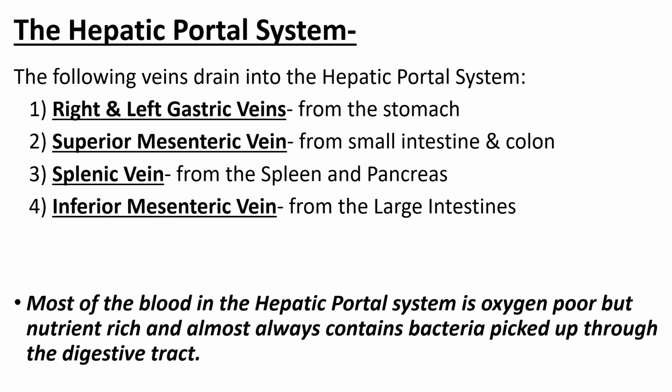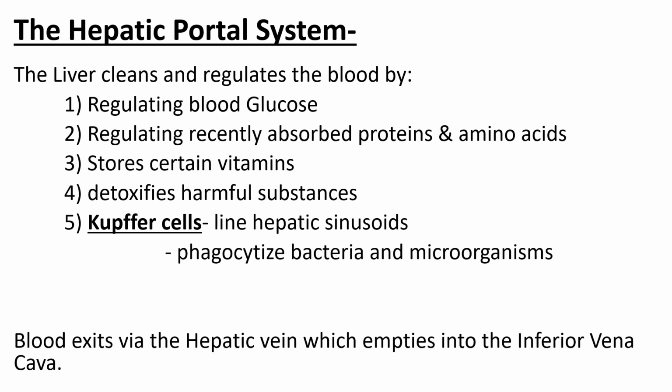So at the bottom here, most of the blood in the hepatic portal system is oxygen poor. We've already given away our oxygen and picked up our carbon dioxide, but we're also picking up nutrients because these are our digestive organs. This is where we're getting nutrients from. But as we pick up these nutrients, we almost always also pick up bacteria that is in some of the stuff that we eat. So the liver cleans and regulates the body by monitoring all of this.